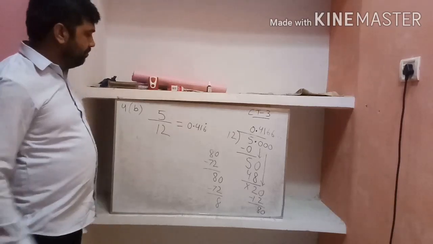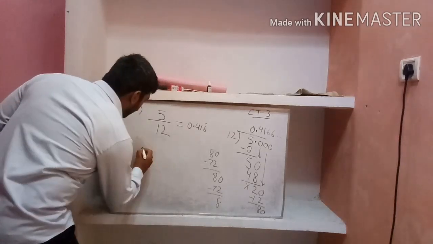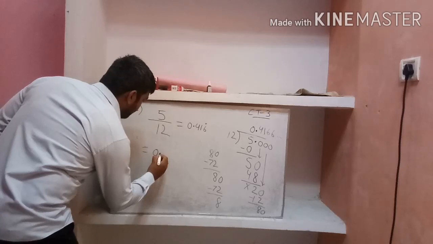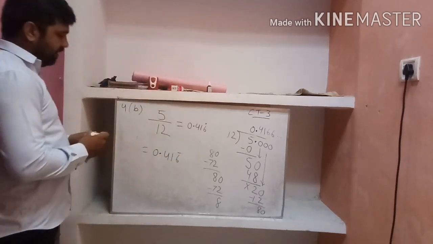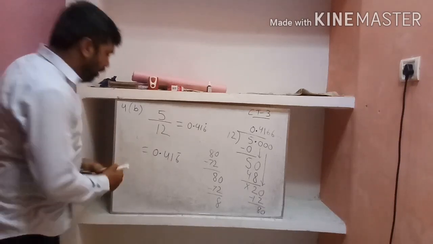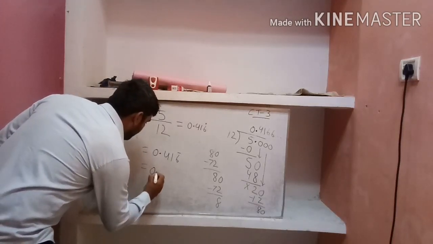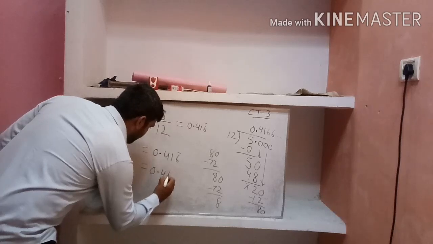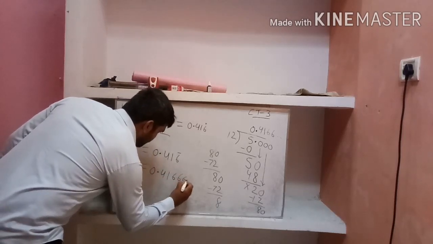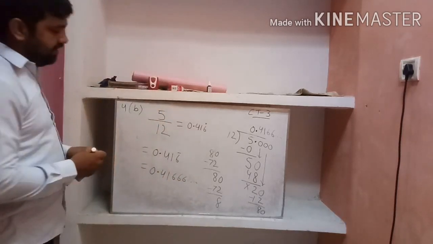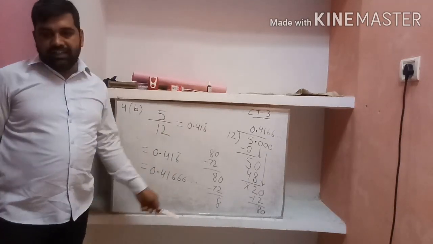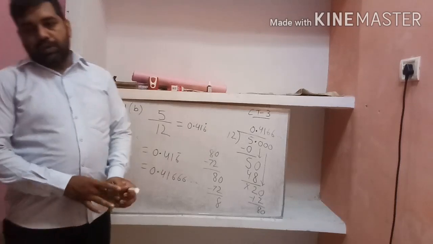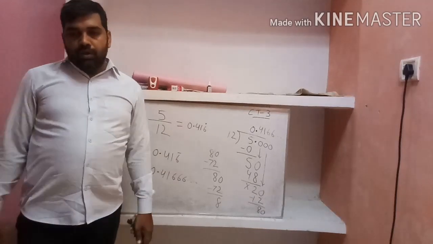Or also you can write the answer as 0.416 with a bar. Over 6 you can put a bar also. Also you can write this answer as 0.4166 with a dot, meaning the same digit is repeating. So these are the three different forms in which you can write the answer. Okay. Now question number 5.